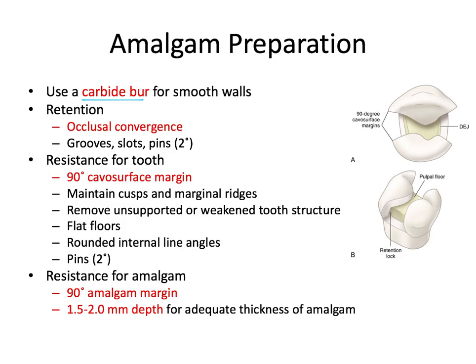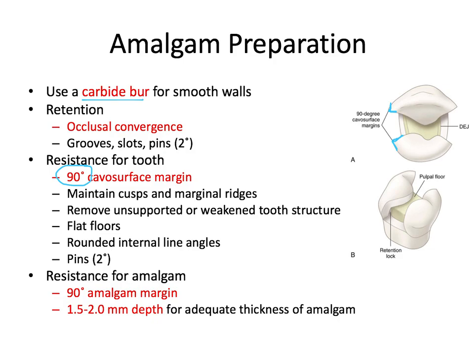Resistance for the tooth, we want to maintain a 90-degree cavosurface margin. So what does that mean exactly? That means that this tooth surface and this part of the cavosurface margin form a 90-degree angle. So here and here should be 90-degree angles for the best resistance. The least likelihood of fracture of that tooth surface is to maintain that 90-degree cavosurface margin.